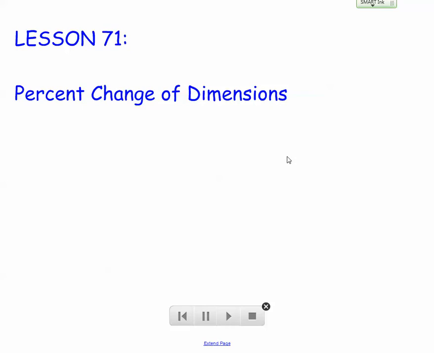Today we're going to deal with percent change of dimensions. So what happens when we change length and width or radius, and what does that do to area and perimeter? We've alluded to this a little bit this year. We're going to hit on it some more today.